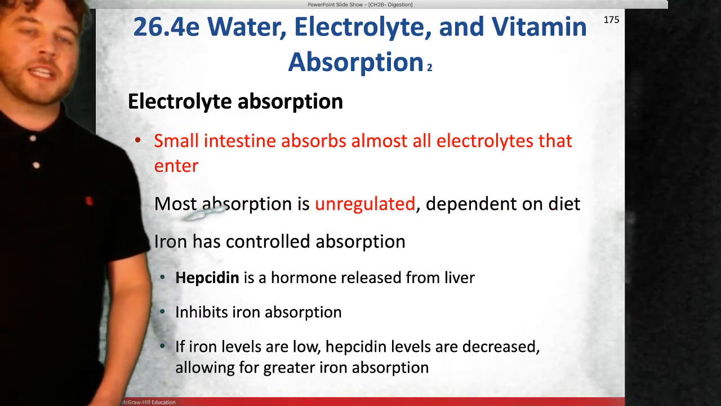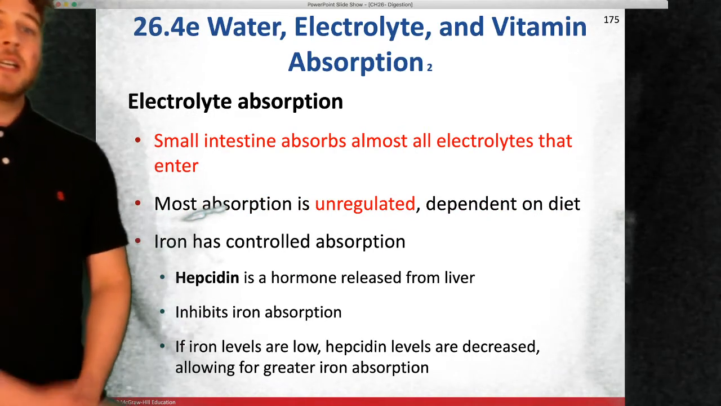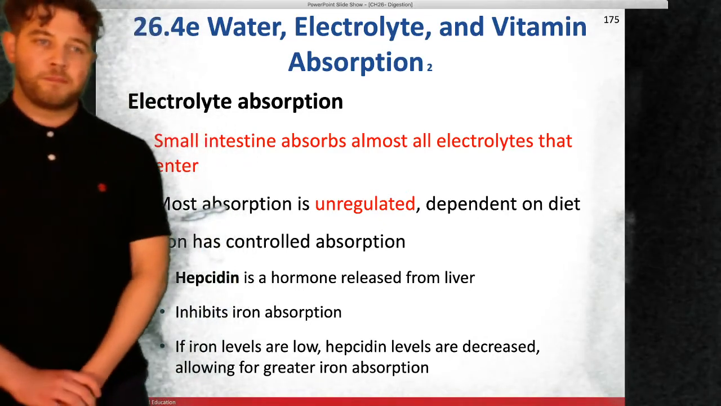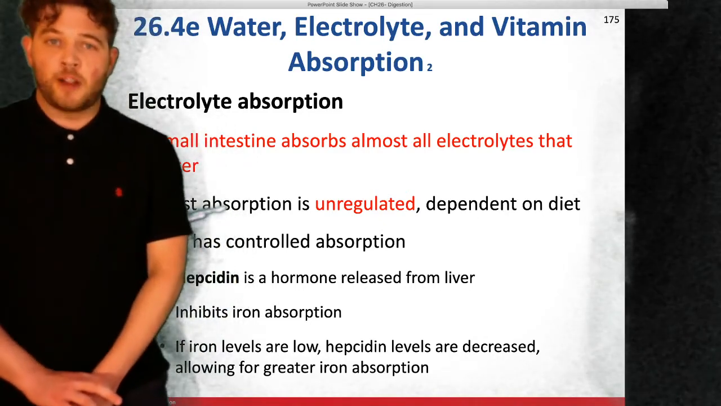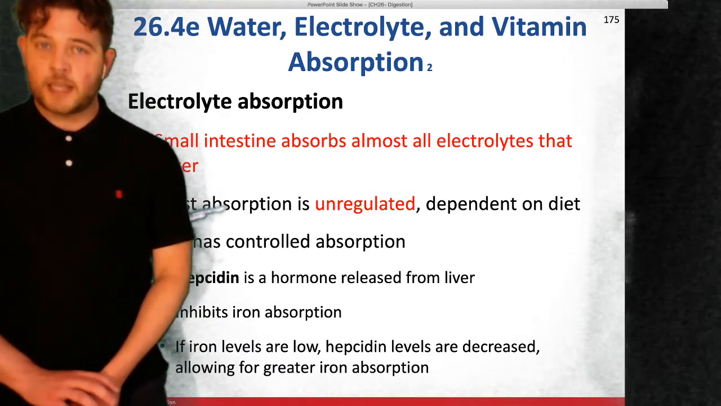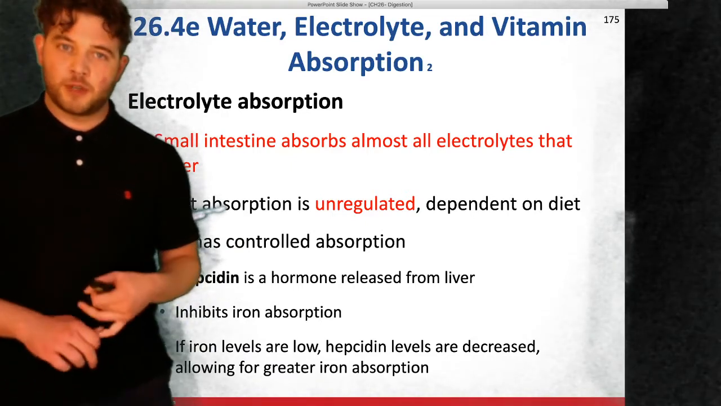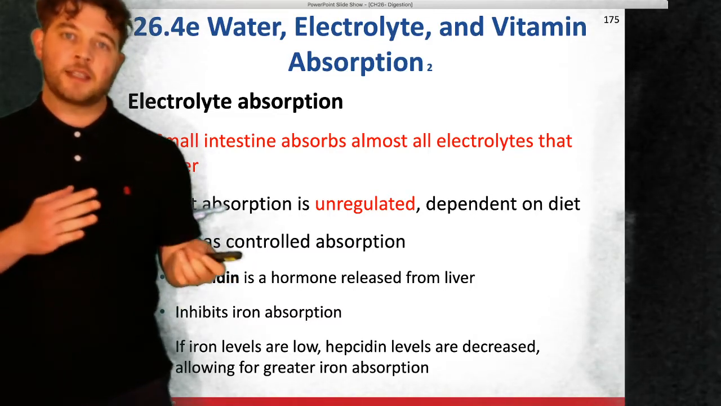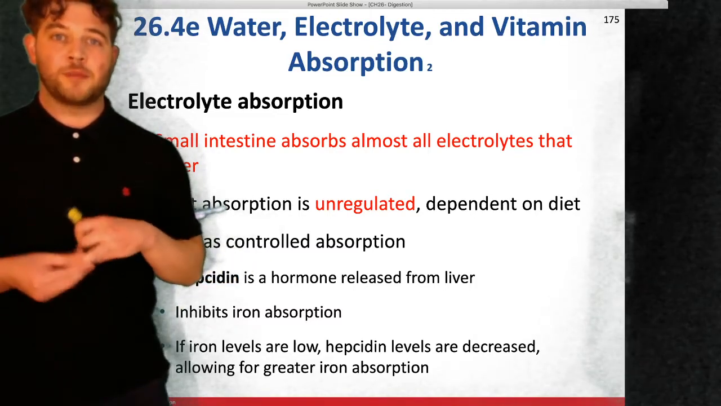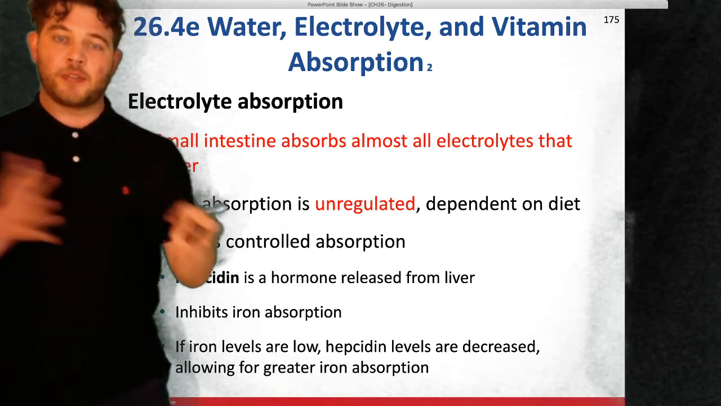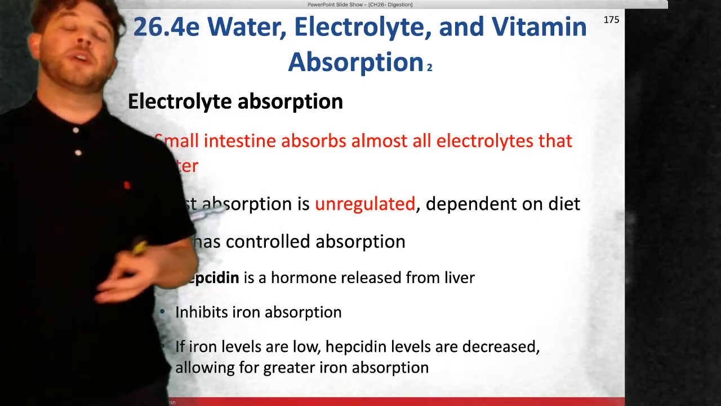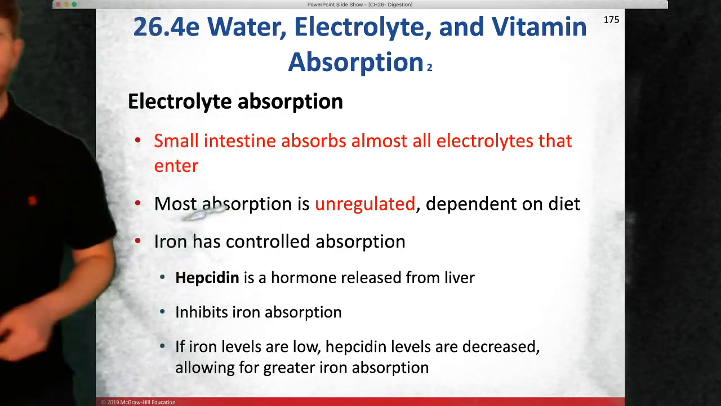Electrolytes. The small intestine absorbs almost all electrolytes. Most of it is unregulated depending on your diet. So unregulated means that you're just going to absorb all of it, unless you have a whole lot, in which case you won't absorb as many electrolytes. If that is a severe imbalance, then you won't absorb as much water, because again, if we think about hypertonic, hypotonic solutions, and if you're not absorbing as much water, you're going to have diarrhea, which will limit your overall nutrient absorption.